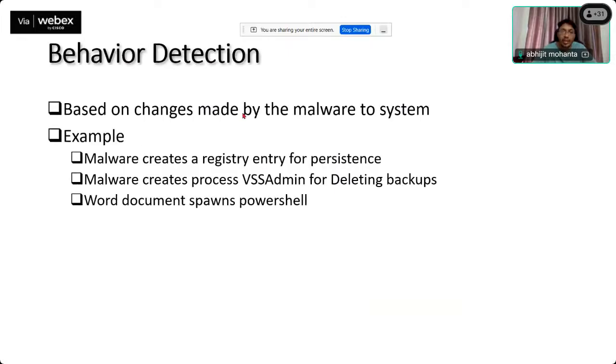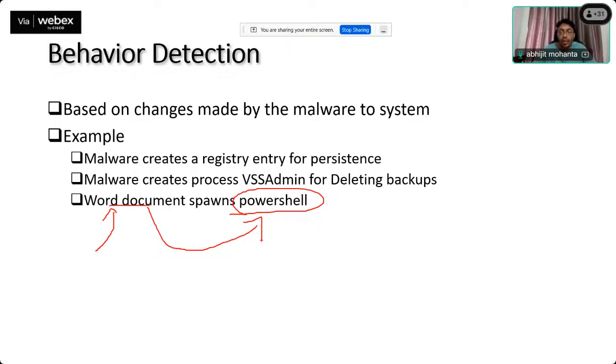Behaviors are changes made by the malware to the system, which can be registry changes, process changes, or some event. For an example, when we talked about how a malware attacks, we have seen a Microsoft Word document starts, and after that, it might launch an exe. So in this case, Microsoft Word document starts a PowerShell. This is somewhat unusual in the system.